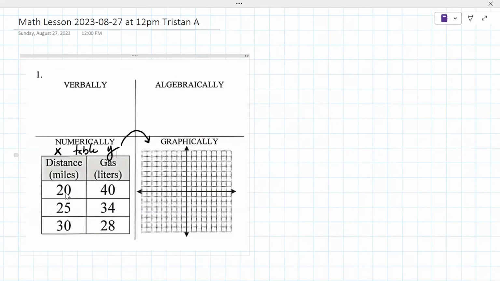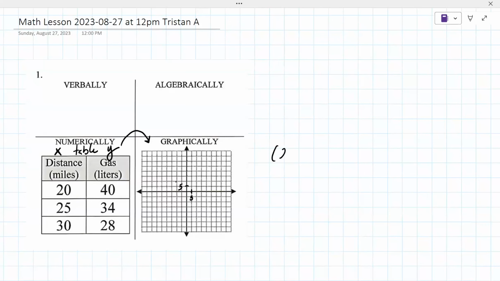To do that, we look here: 20, 25, 30. That means maybe we can go up by 5 here. We've got to be careful on the Y. It goes 40, 34, 28. So is there enough room here? 5, 10, 15, 20, 25, 30, 35, 40. There is, so I would recommend going by 5. I wish they gave you more room, but you can use 5 on both the X and the Y.